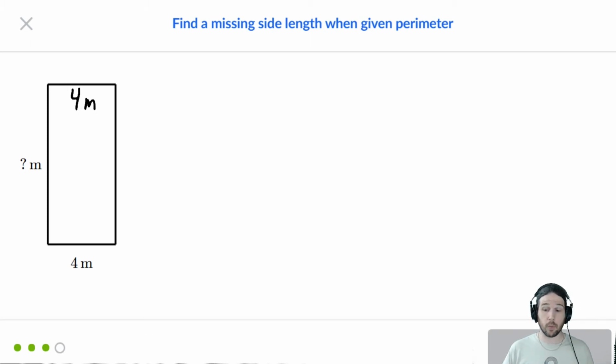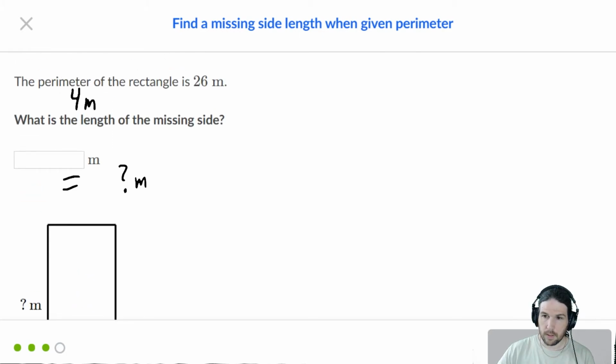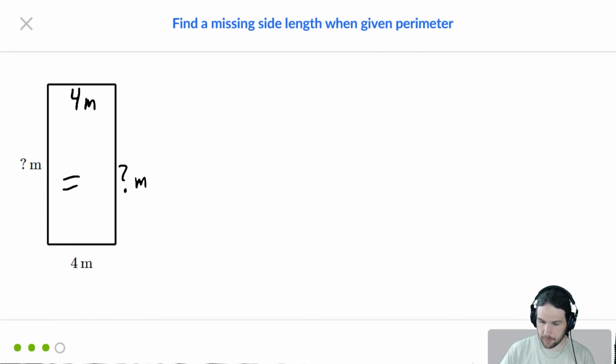Because it's a rectangle, we're allowed to say that. We don't know what this side is. But at the very least, we know that it is the same as the left side. So if we can find the amount that's missing, we can cut it in half to get the side length. We are told, let's scroll up for a moment. 26 is what it adds up to. The perimeter is 26.